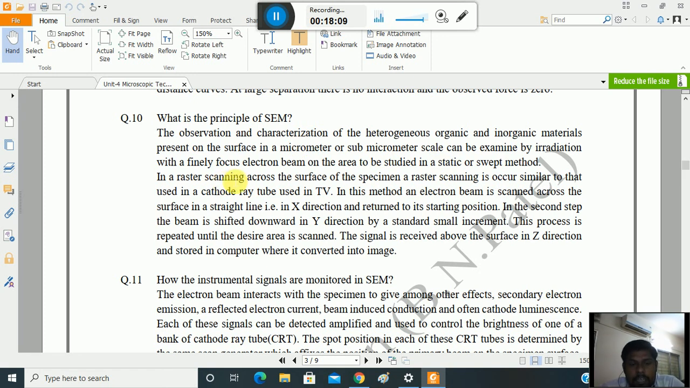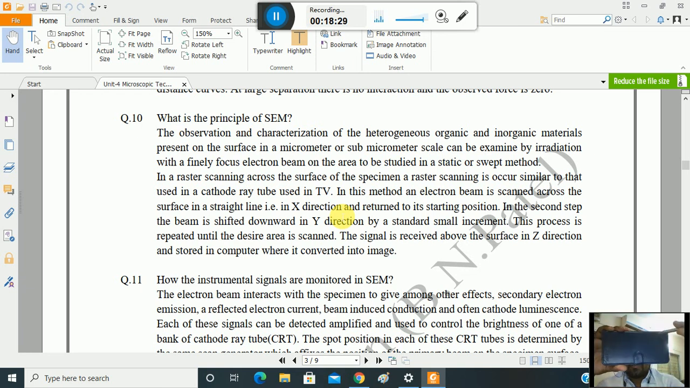It is a raster scanning across the surface of the specimen. A raster scanning occurs similar to that used in a cathode ray tube used in television. In this method, the electron beam is scanned across the surface in a straight line. That means in the x direction. As I told you, the scanning is started in the x direction, that is in a straight line.